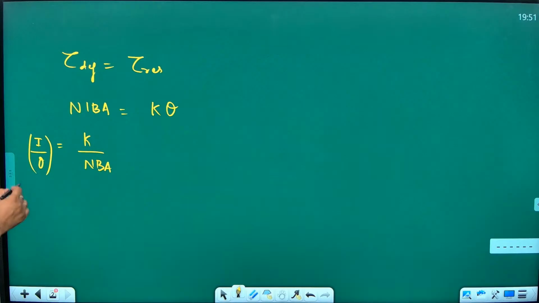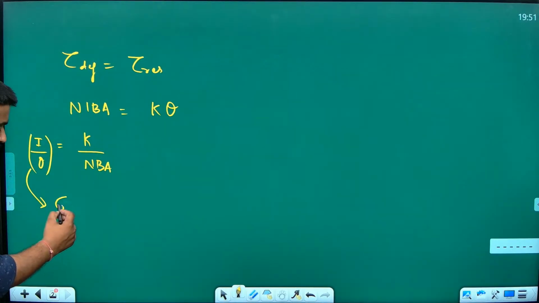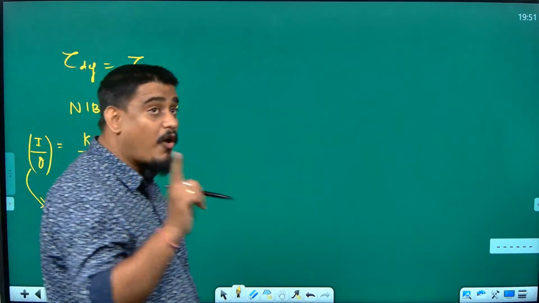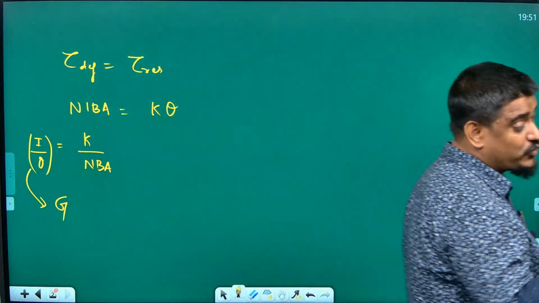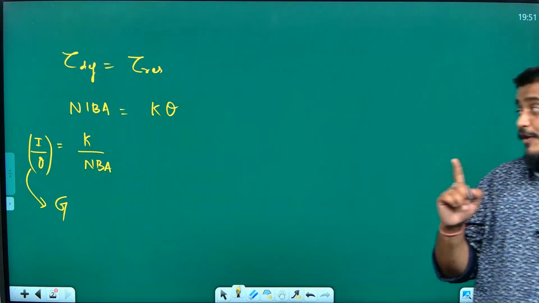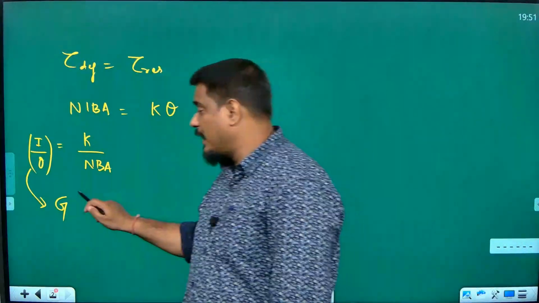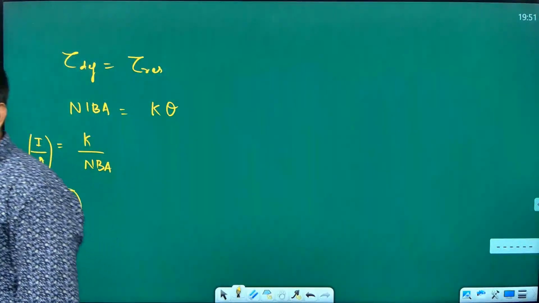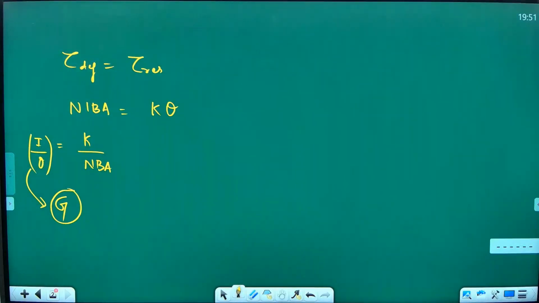What is that called? Galvanometer constant. It has another name. It is also called figure of merit. I told you in the previous class. This question comes in the board exam also. Define figure of merit. If they ask for the definition, figure of merit is defined as current per unit angle of twist. Its value is K by NBA.